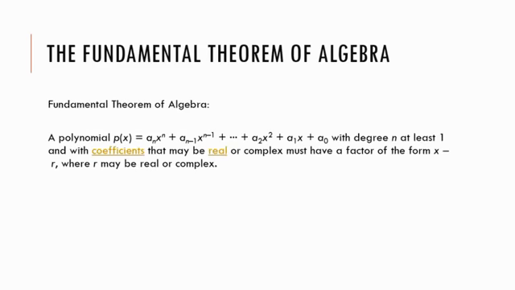Alright, fundamental theorem of algebra. That long polynomial right there is just a generic polynomial, but with degree n, and the n has to be at least 1. So a polynomial with degree n, at least 1, and with coefficients that may be real or complex, so they can be anything, must have a factor of the form x minus r. So this is where it says every polynomial can be factored, and that r can be either real or complex.